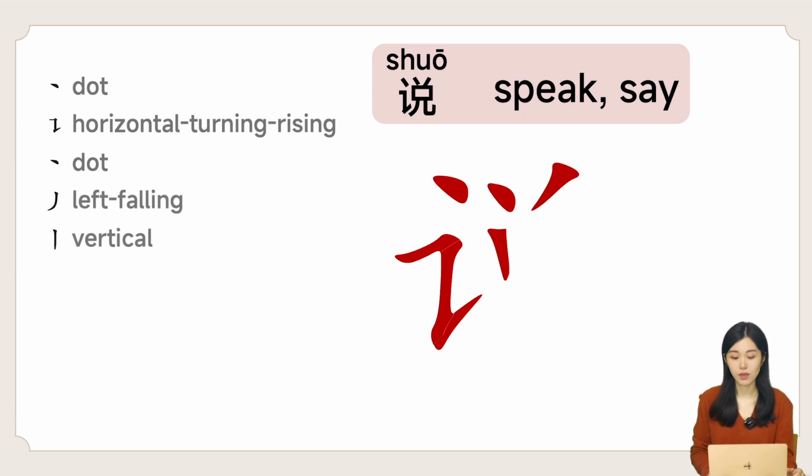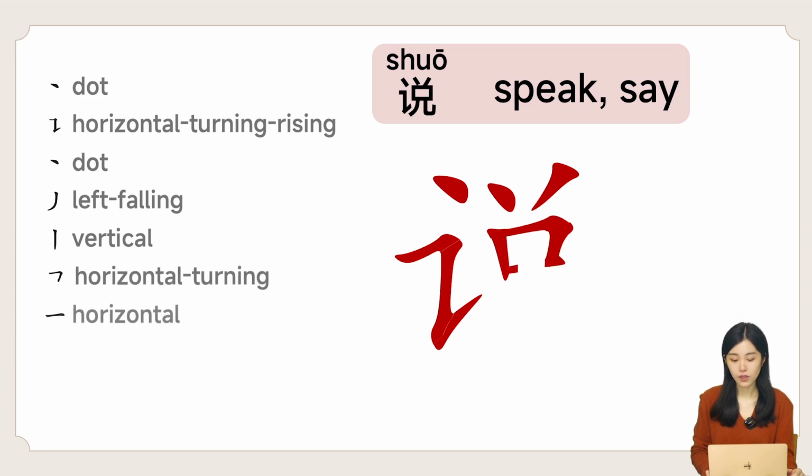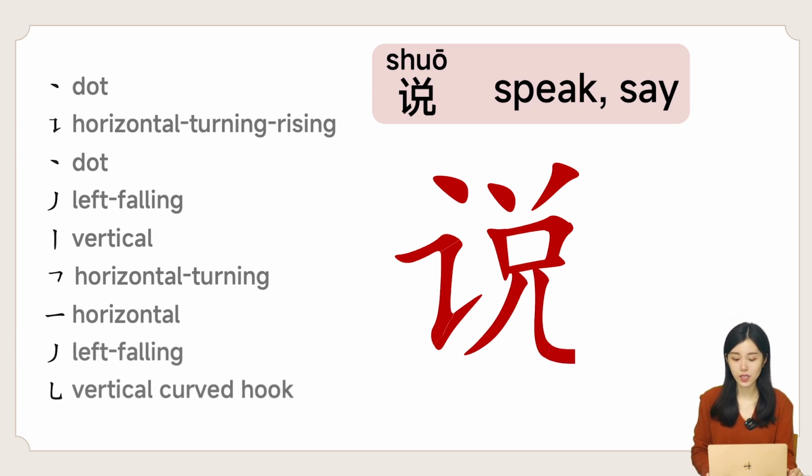Next one, the vertical stroke, a horizontal turning, and then a horizontal stroke, a left falling. The last one, a vertical curved hook. Write this stroke all at once without pause.